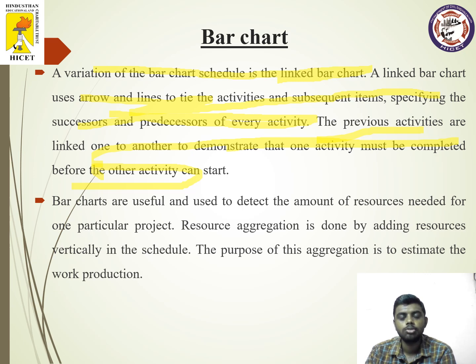Right? This actually gives the basic idea. If A has to be completed, then only B can be started. If C has to be started, then B has to be completed. The interlink among all the activities in a single project can be clearly seen in these linked bar charts. The main use of this bar chart is to detect the amount of resources needed for one particular project.